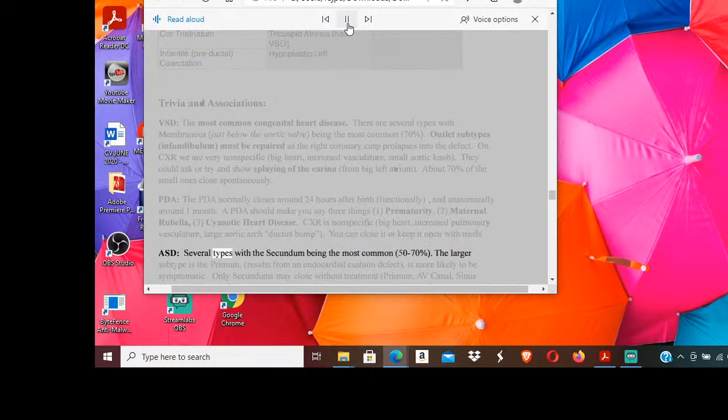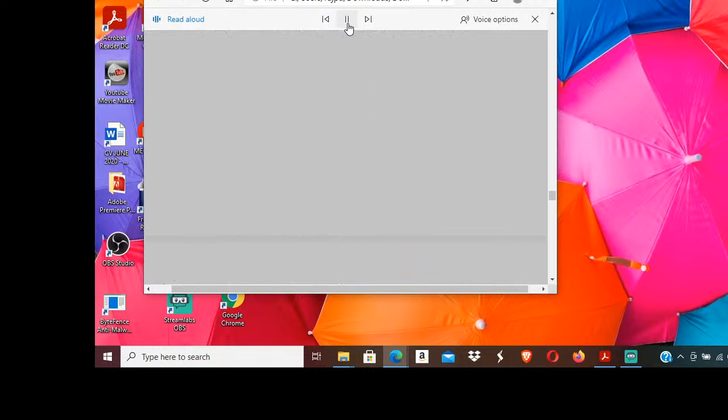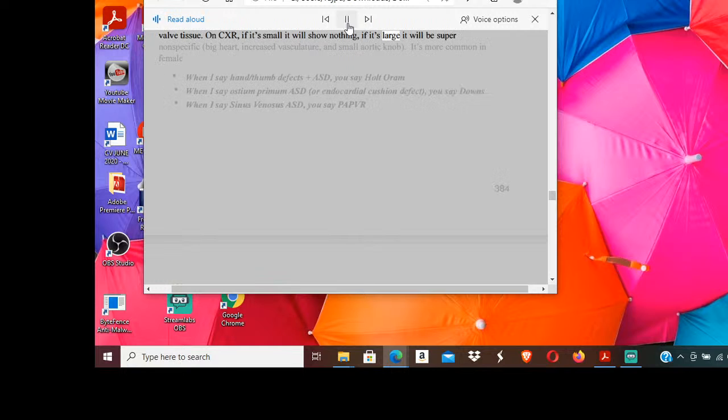ASD, several types with the secundum being the most common, 50 to 70%. The larger subtype is the primum, results from an endocardial cushion defect, is more likely to be symptomatic. Only secundums may close without treatment; primum, AV canal, sinus venosus will not. Primums are not amenable to device closure because of proximity to AV valve tissue. On CXR if it's small it will show nothing; if it's large it will be nonspecific: big heart, increased vasculature, and small aortic knob. It's more common in females.